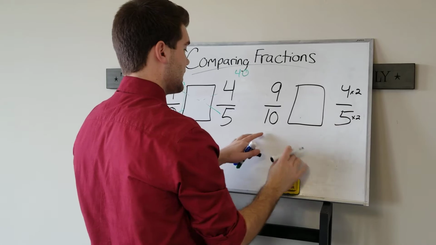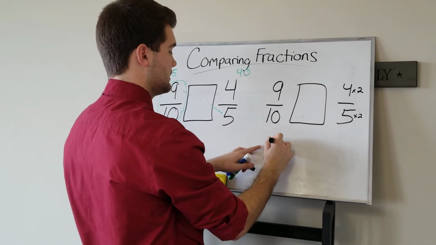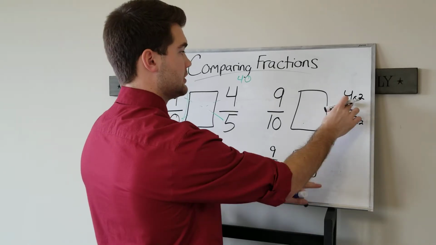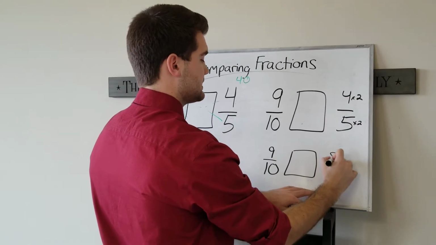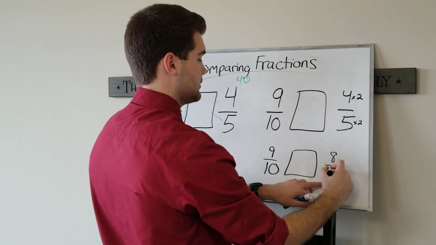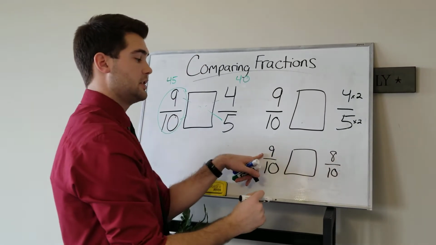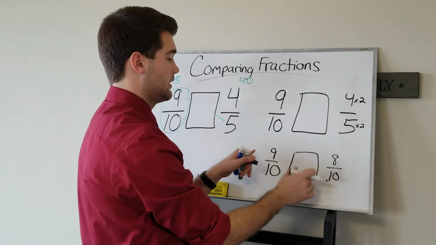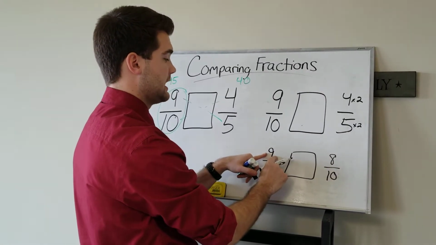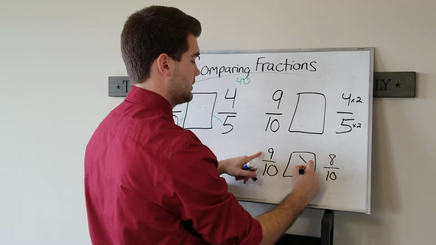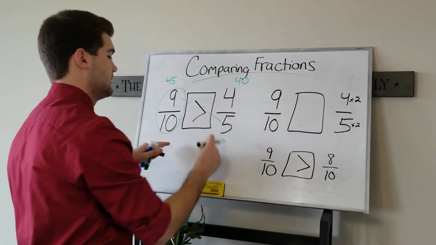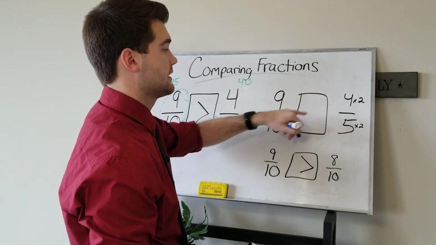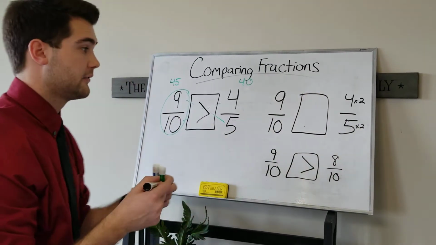If I wanted to rewrite this, we didn't do anything to 9/10. So 9/10, and 4 times 2 is 8, 5 times 2 is 10. Just by looking at it, because they have the same denominator, we can compare the numerators. 9 is greater than 8. So once again, 9/10 is greater than 8/10, which is also 9/10 is greater than 4/5.